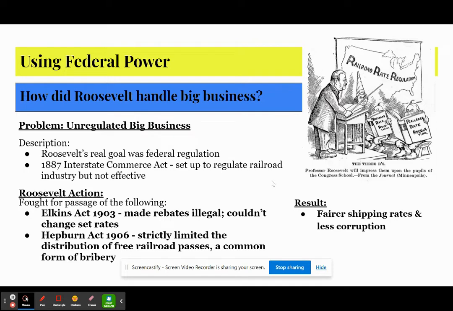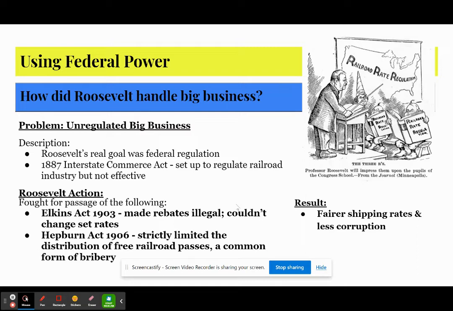Another area that was a problem was unregulated big business. So Roosevelt's real goal was federal regulation of business. In 1887, the Interstate Commerce Act was set up to regulate railroads, but it was not effective. So Roosevelt fought for the passage of the following acts. The Elkins Act of 1903 made rebates illegal, which meant that railroads could not change the set rates. If railroads had their way, they would change the rates and they would profit. But this said you couldn't do that.